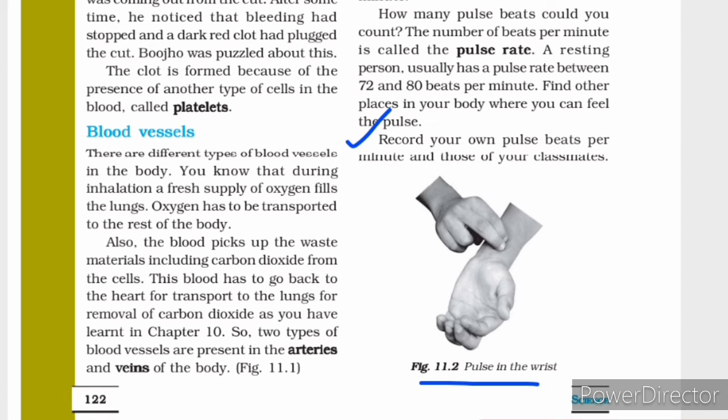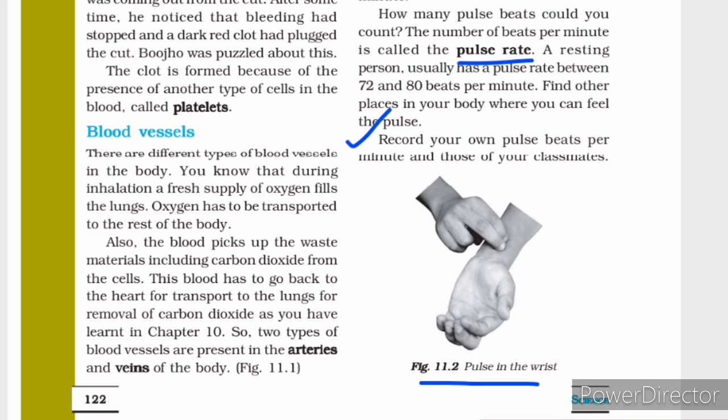When you do so, you can feel some throbbing movement. This throbbing movement is called the pulse, and this happens due to the blood which is flowing in the arteries. Next, you have to find the number of pulse beats in 1 minute, that is, the number of beats per minute. And now we have a name for that. The number of beats per minute is called pulse rate.